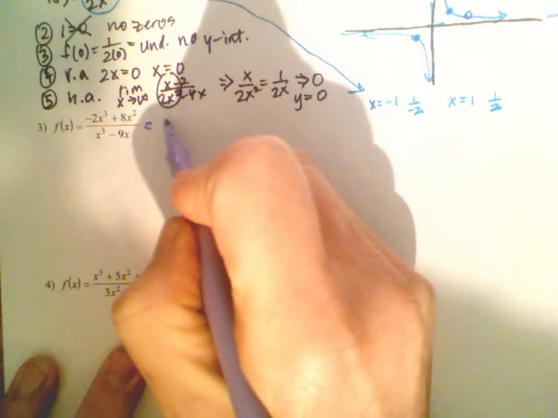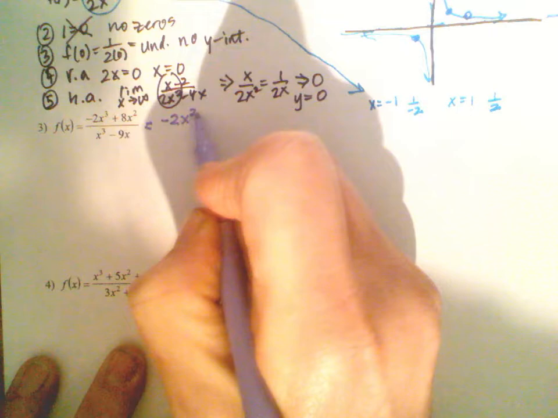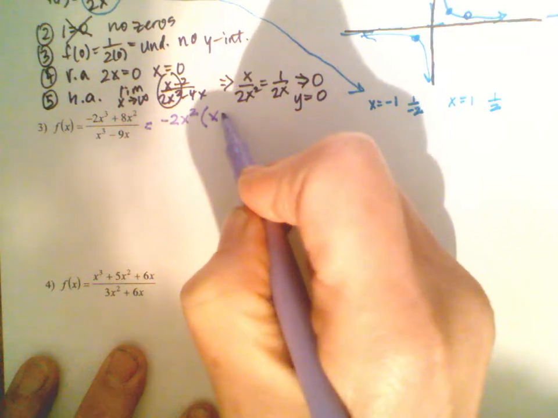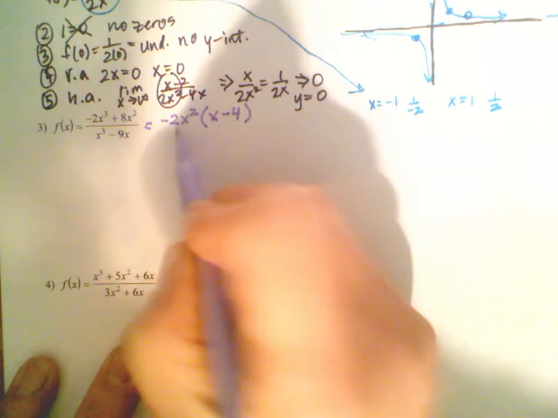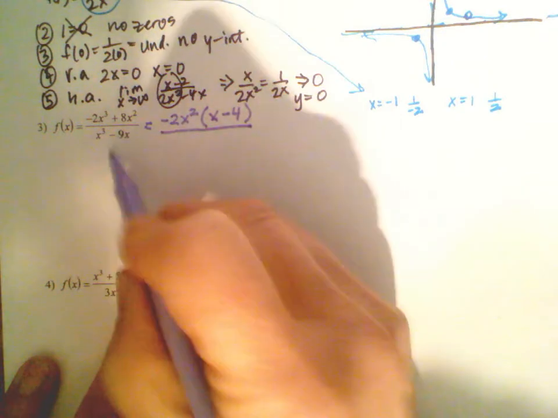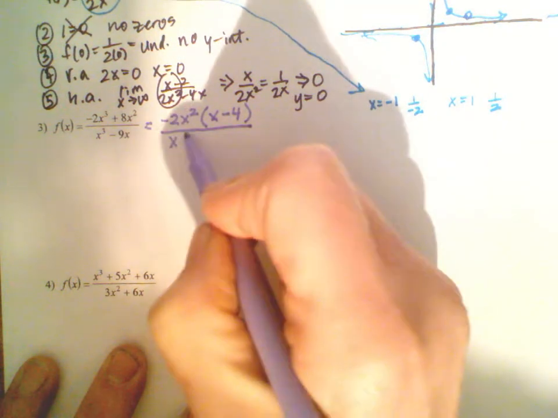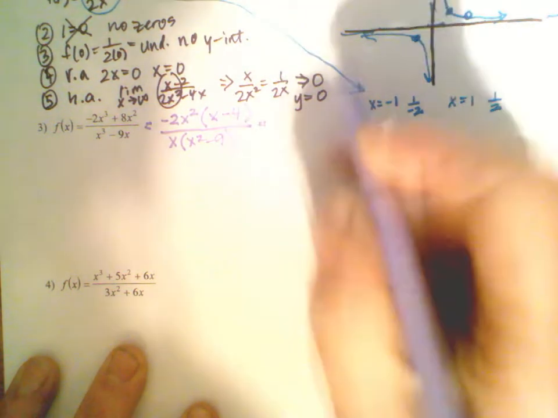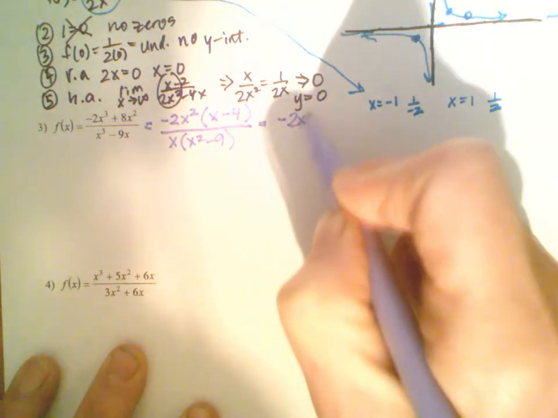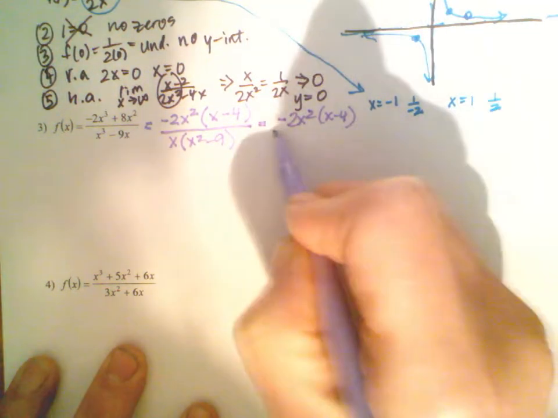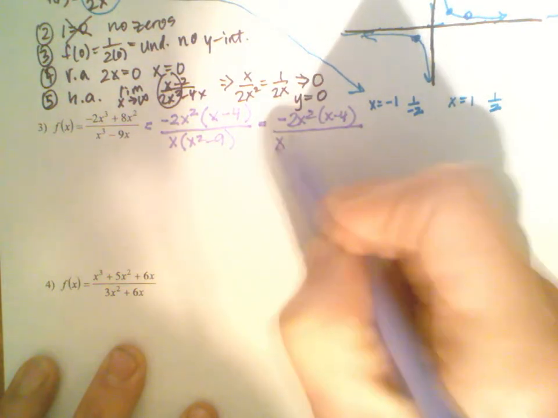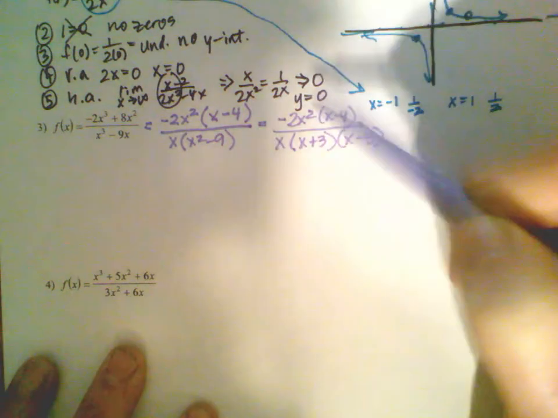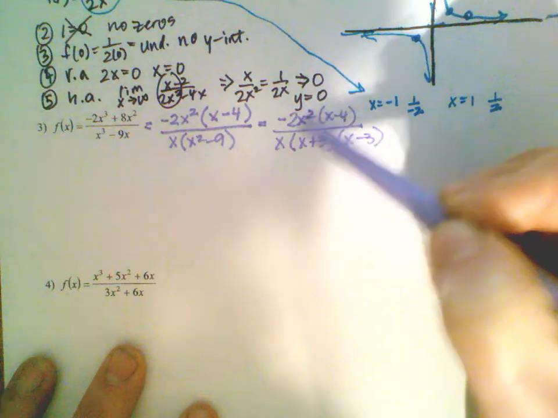I'll pull out on the top a negative 2x squared, and then that leaves me with x minus 4, I believe. And on the bottom, I will pull out an x, and then that leaves me with x squared minus 9. So we will have negative 2x squared times x minus 4 over x times x plus 3, x minus 3. And now there's no plus or minus between here.